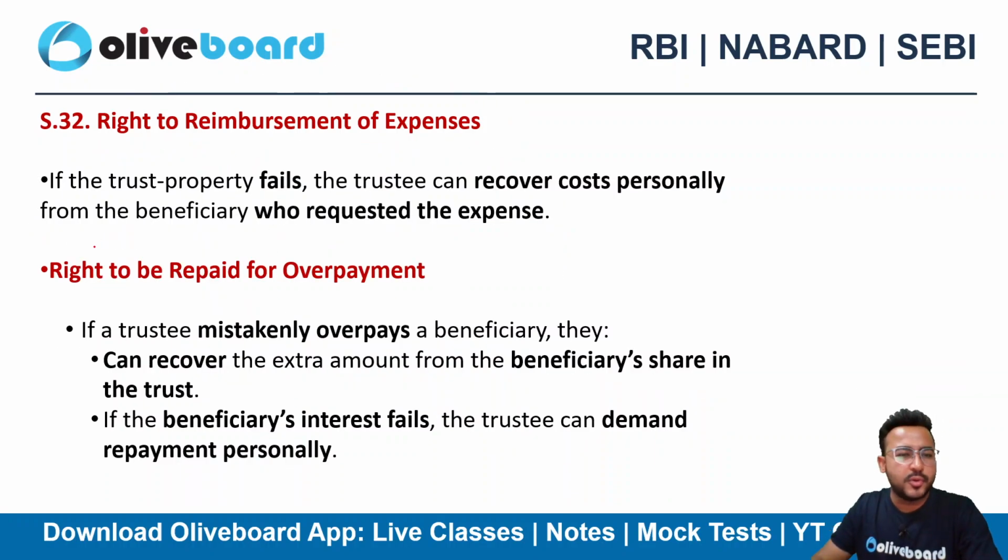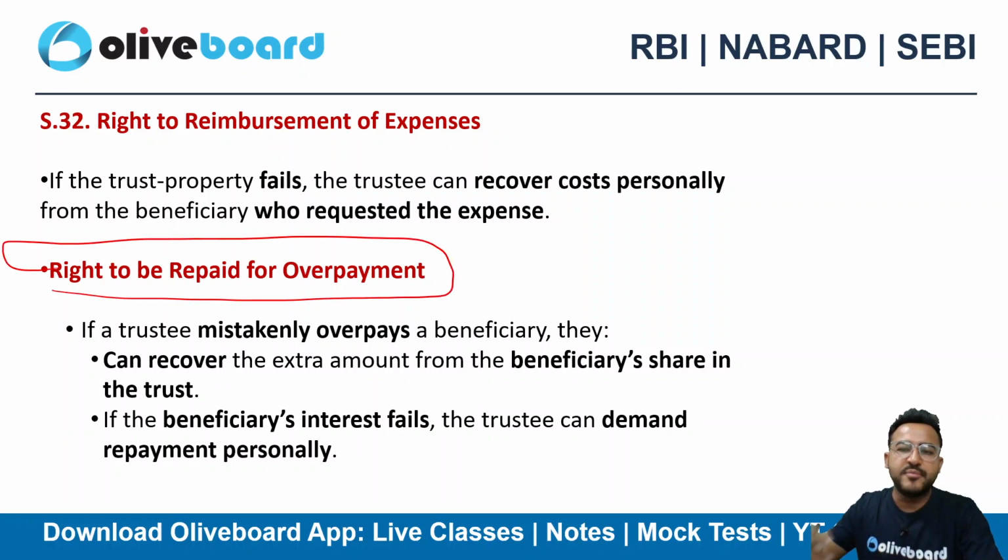Next is right to be repaid for overpayment. Let's suppose I have mistakenly overpaid beneficiaries. I was liable for paying 1 lakh rupees only, but I paid 1,05,000. So that's my right, that I should be getting the refund of that overpayment. Okay.